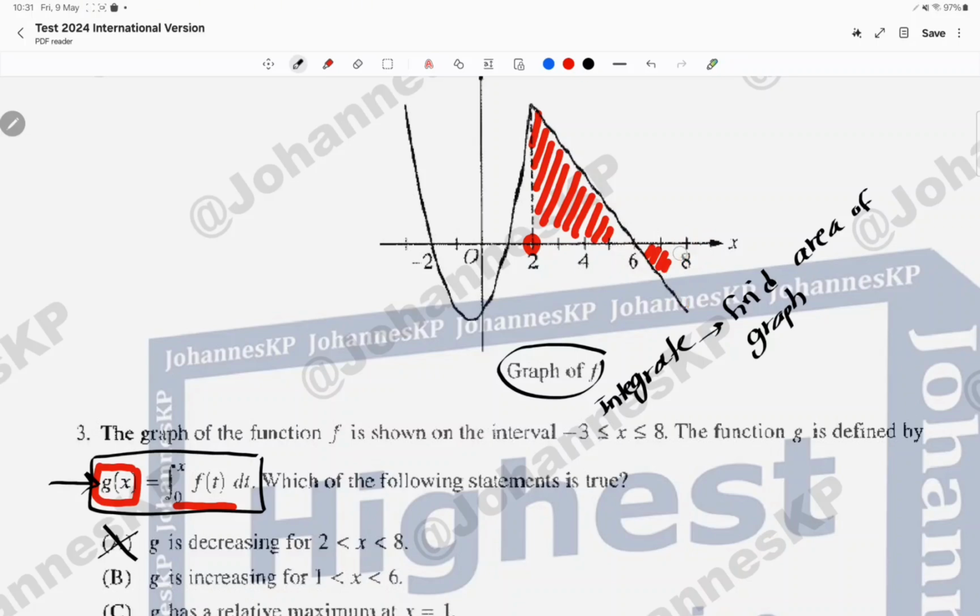Not true. Let's look at choice B. G is increasing from 1 to 6. From 1 to 6, the area is positive. That means, yes, it is increasing. So that's going to be choice B.